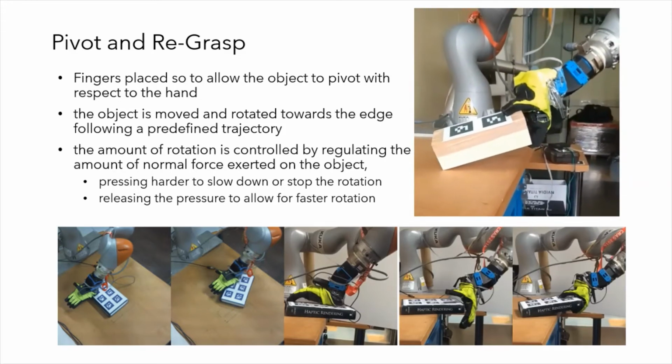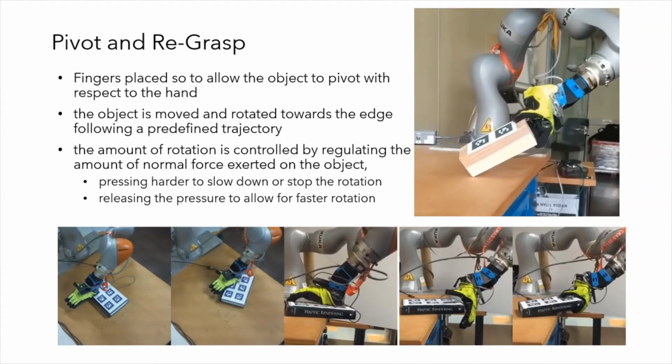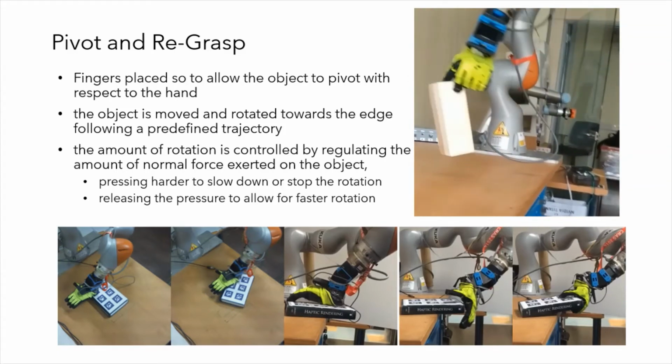After that, the hand can be placed in order to grasp the object. So this is the regrasping phase. This strategy works well for taller objects and for quite heavy objects. We trained a neural network that, based on the object's characteristics, can distinguish which strategy is the best.